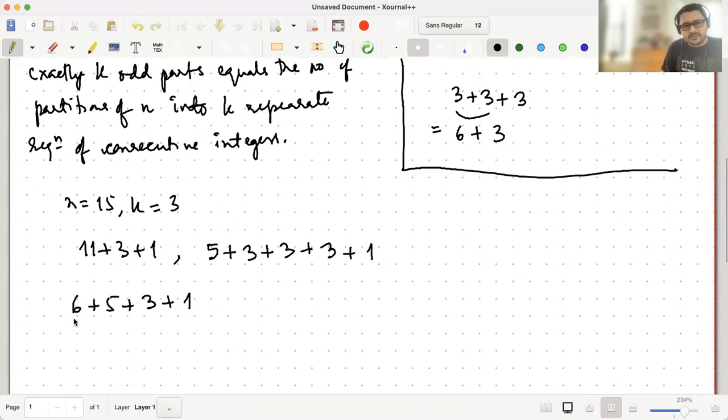Yes, because this is one sequence. 5 and 6 are consecutive numbers. 3 is one sequence in itself, and 1 is one sequence in itself. Okay, so this is an example of the other direction.